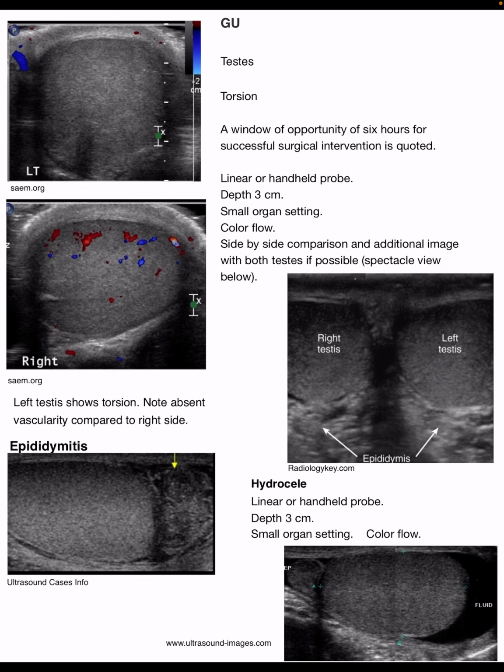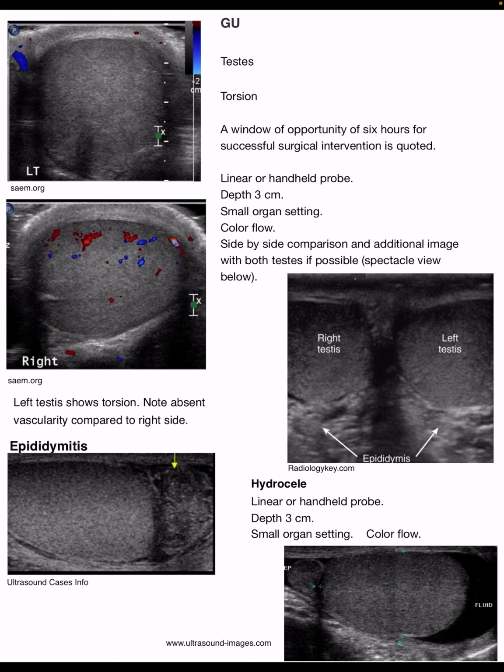Patients presenting with testicular pain is a not uncommon occurrence. In the case of torsion, the window of opportunity is said to be about 6 hours. A linear or handheld probe should be used with a depth of 3 centimeters. Small organ setting and color flow are helpful.